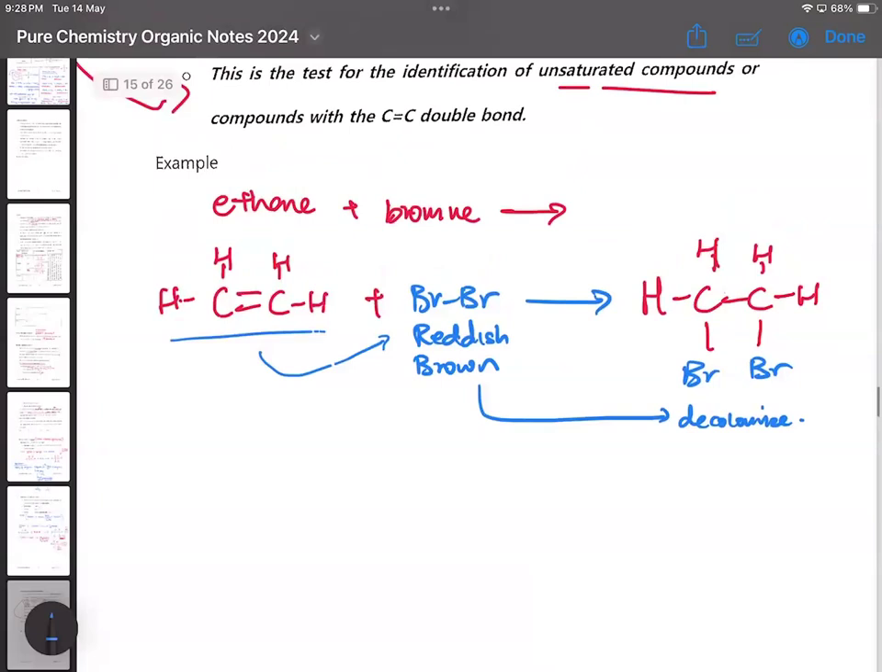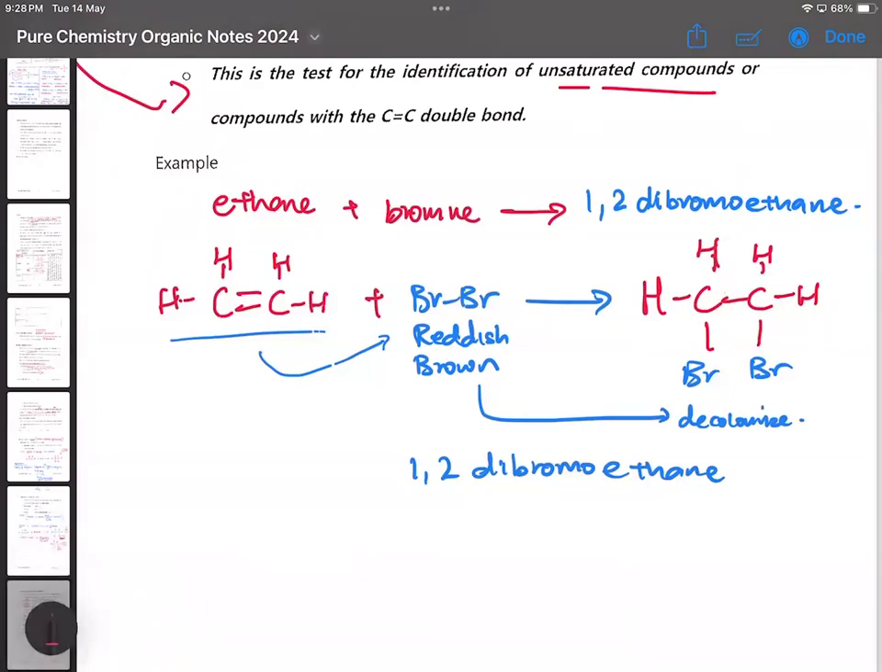So let us name this guy first. This is this structure here. So first of all, I'll give you the full name. This structure is called 1,2-dibromoethane. Okay, how do we get this naming here? What is the reason for this name? Let's take a look.